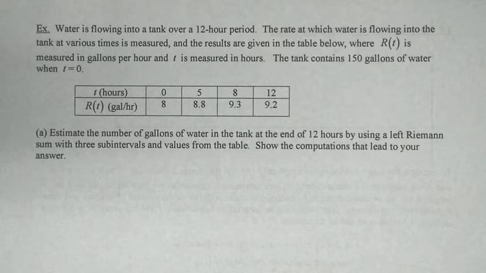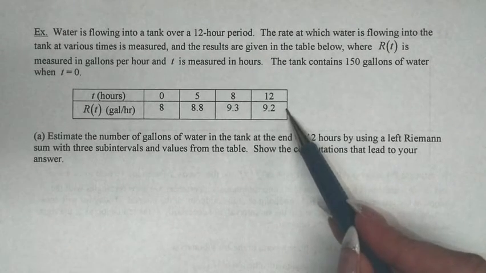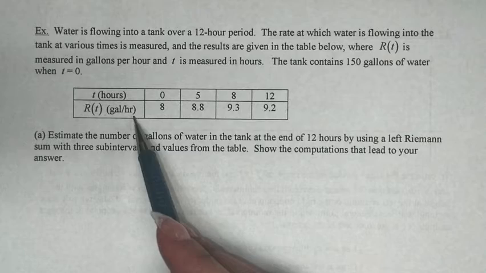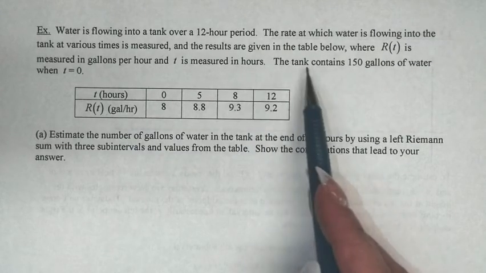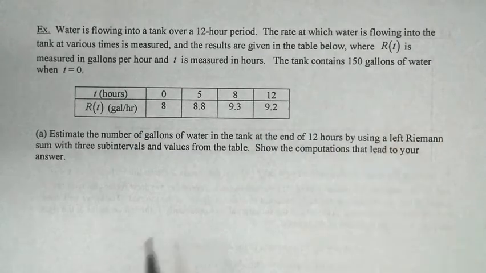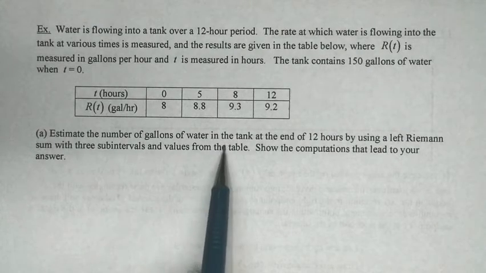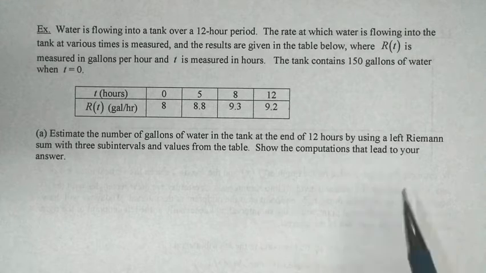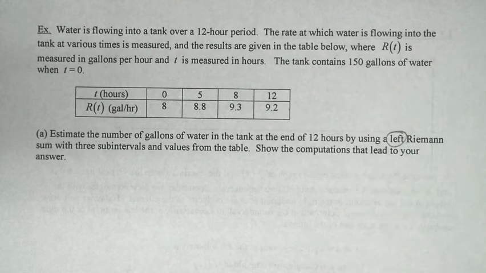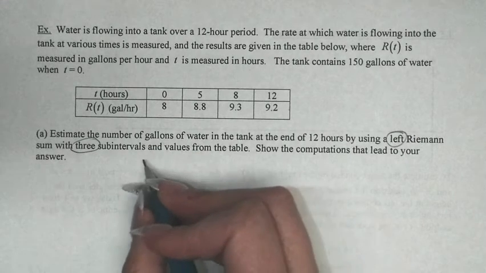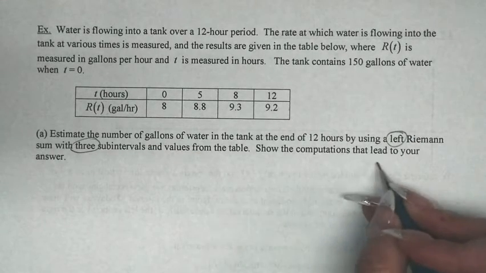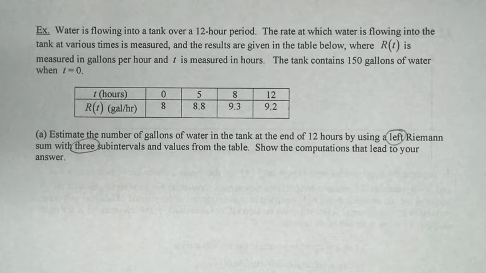For this problem, what we have is that water is flowing into a tank over a 12-hour period. The rate at which water is flowing into the tank at various times is measured, and the results are given in the table below, where R of t is measured in gallons per hour and t is measured in hours. The tank contains 150 gallons of water when t equals 0. Okay, so they are asking you to estimate the number of gallons of water in the tank at the end of the 12 hours by using a left Riemann sum and 3 subintervals and values from the table. You need to show the computations that lead to your answer. So what's the deal here?